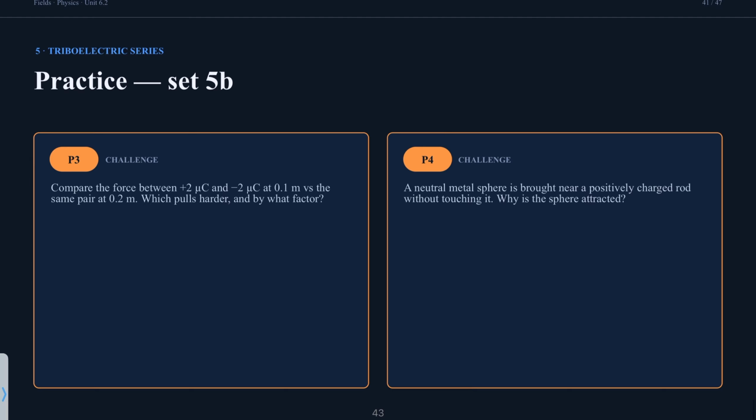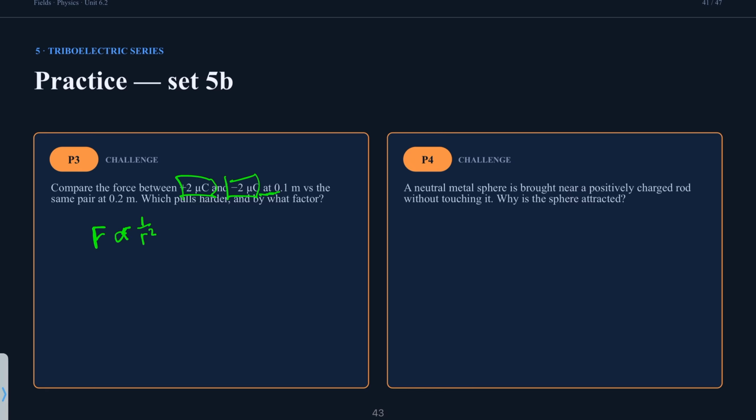Okay. Compare the force between 2 microcoulombs and negative 2 microcoulombs at 0.1 meters versus the same pair at 0.2 meters. What pulls harder and by what factor? So you might be wondering, what's the relation here? The force is inversely related to r squared, 1 over r squared, for the same pair at 0.1 versus 0.2.